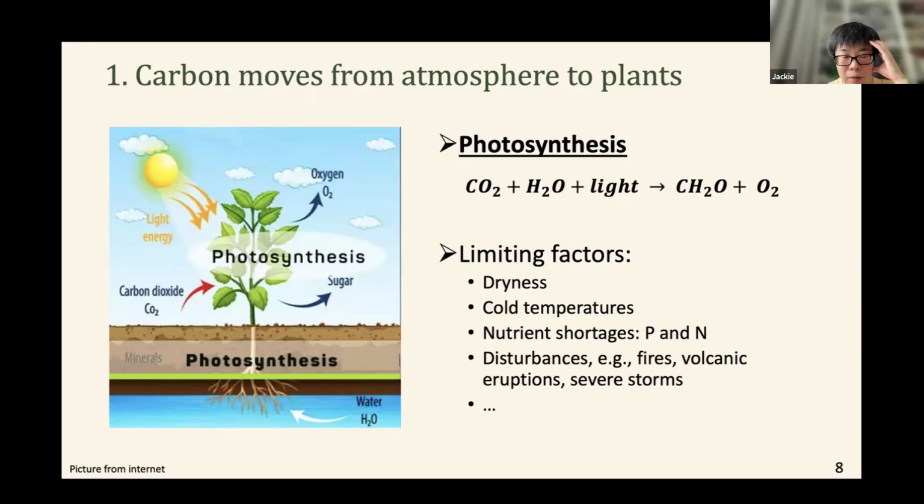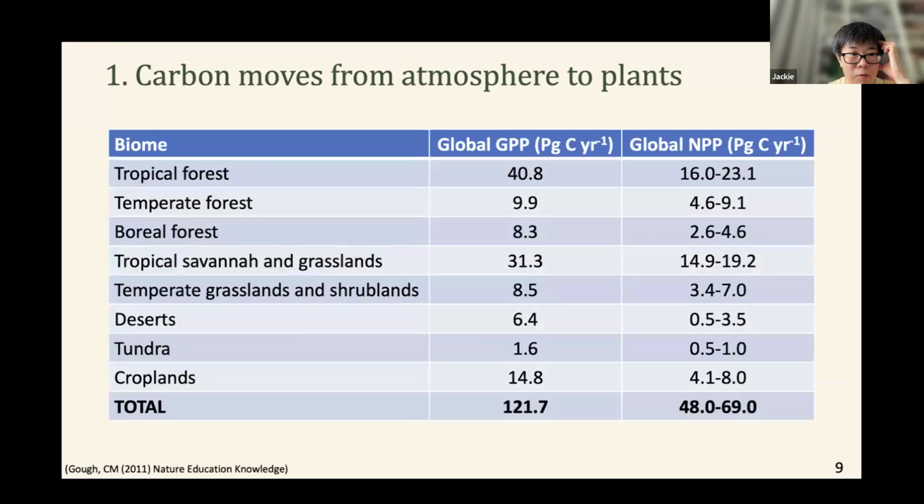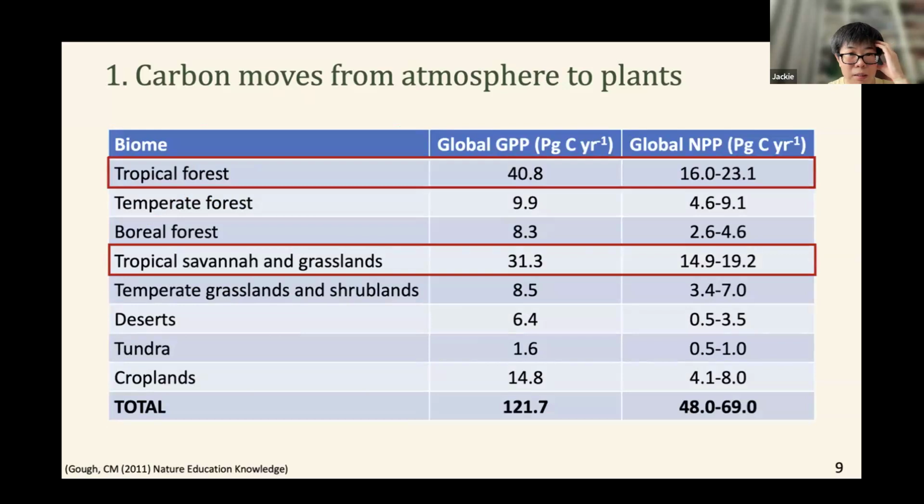There are also many other factors that we will focus on more specifically, for example how human activity controls the photosynthesis rate of crops. If we put all these numbers together globally, we can compare the photosynthesis rate, which we also define as gross primary production, GPP, in units of petagrams of carbon per year.